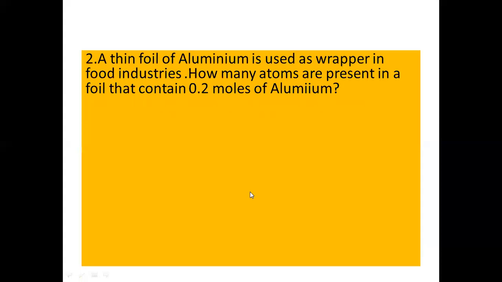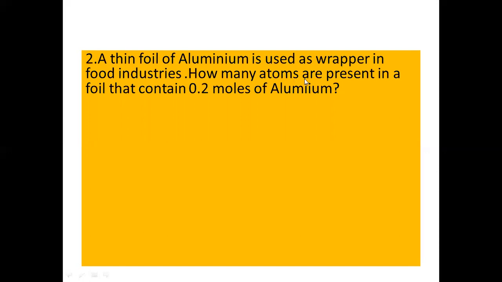Then the B part, or second part, of this question. A thin foil of aluminium is used as a wrapper in food industries. All the candy wrappers, the milk can, the Pepsi can, the aluminium foil we even use at home, are made up of aluminium, which is the lightest metal.